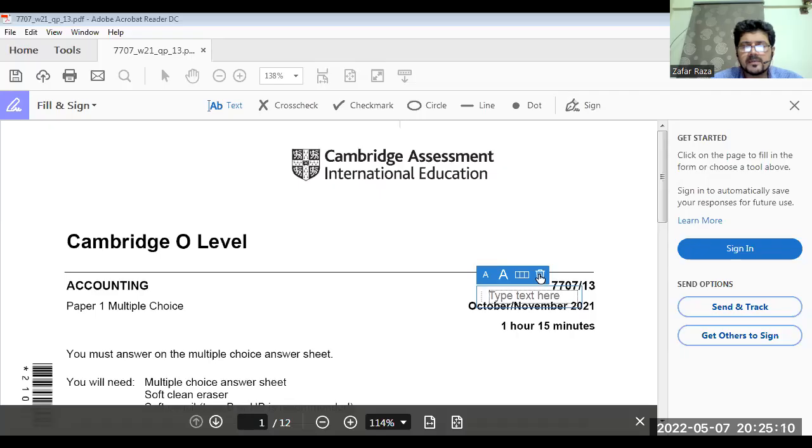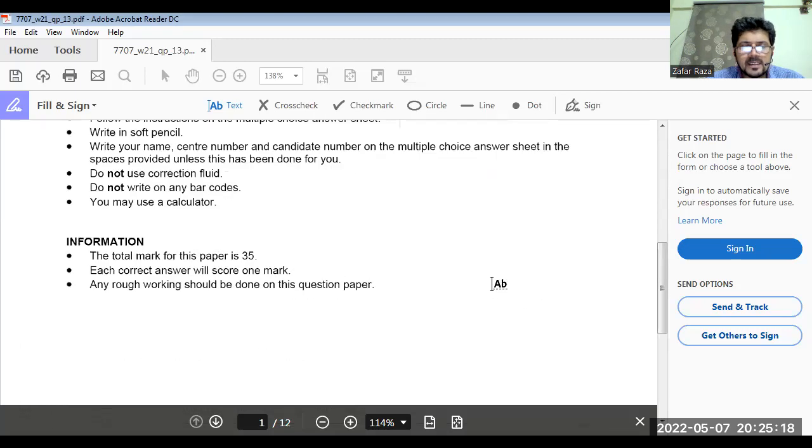Today we are going to solve the O-level accounts paper of MCQs, paper number 13. Let's see our paper. This is our paper. October, November 2021, paper number 13. Okay, the other variant in November.